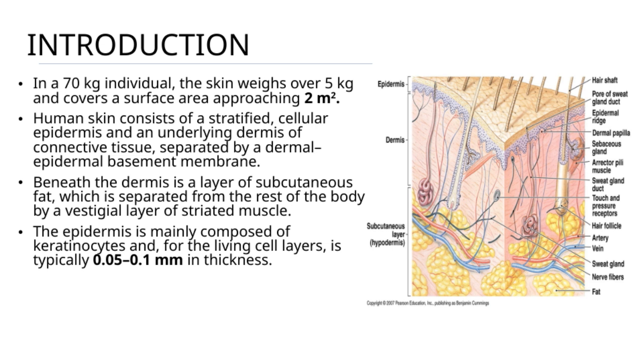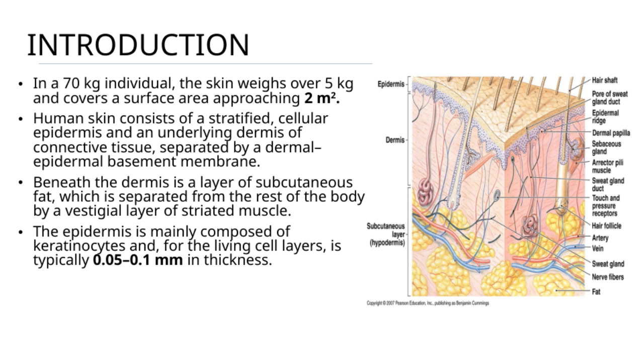Now, when we look at the structure of the skin, it's made up of two main layers. The outermost layer is called the epidermis, which is stratified and made up of various living and dead cells. Beneath that lies the dermis, a thicker layer of connective tissue that provides strength and flexibility. These two layers are separated by a specialized basement membrane, known as the dermal-epidermal junction.